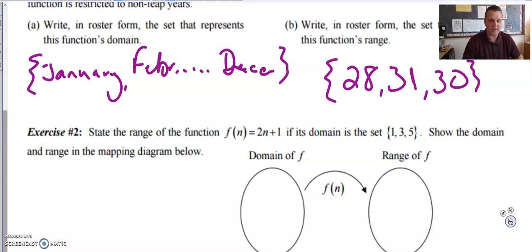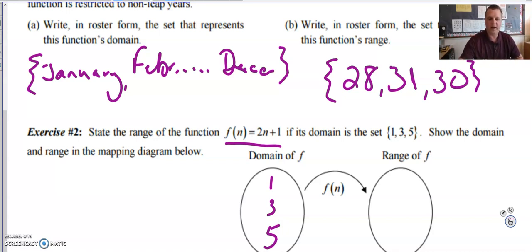Now, exercise 2, we are using a formula. We have an equation, f of n equals 2n plus 1. The domain is the set 1, 3, 5. The domain is usually on the left. Those are your input values. Show the domain and range. So we have the domain, 1, 3, 5.